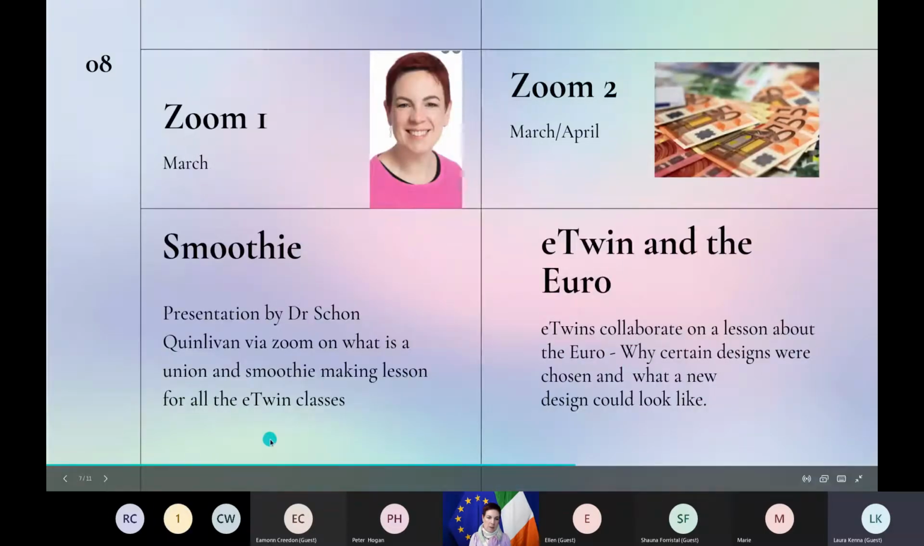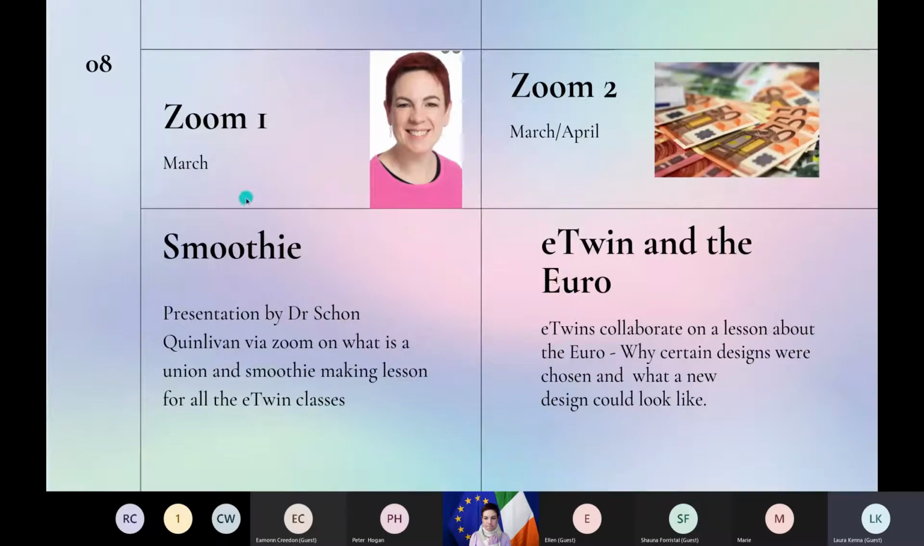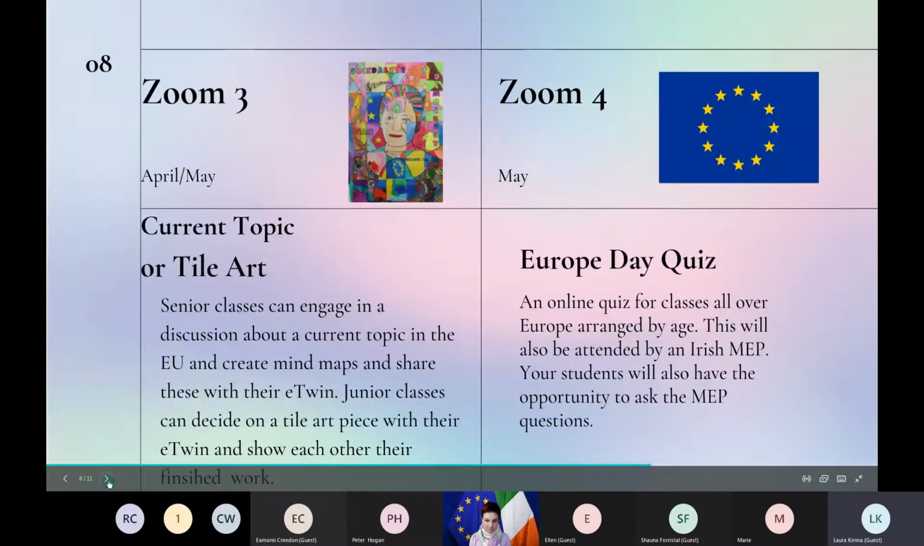Now, we're also going to organise 4 Zooms or video conferences. The first one is going to be held in March, and Emmanuel is going to do a live Zoom with all of the classes. You will join the Zoom and your partner will join the Zoom, and Emmanuel's going to do the lesson on the smoothie and how that is developing the concept of the club and the European Union. And then in March and April, you are going to do your lesson on the Euro. Your eTwin will similarly do the lesson in their country, and then you'll have a video conference afterwards where your kids can discuss their ideas.